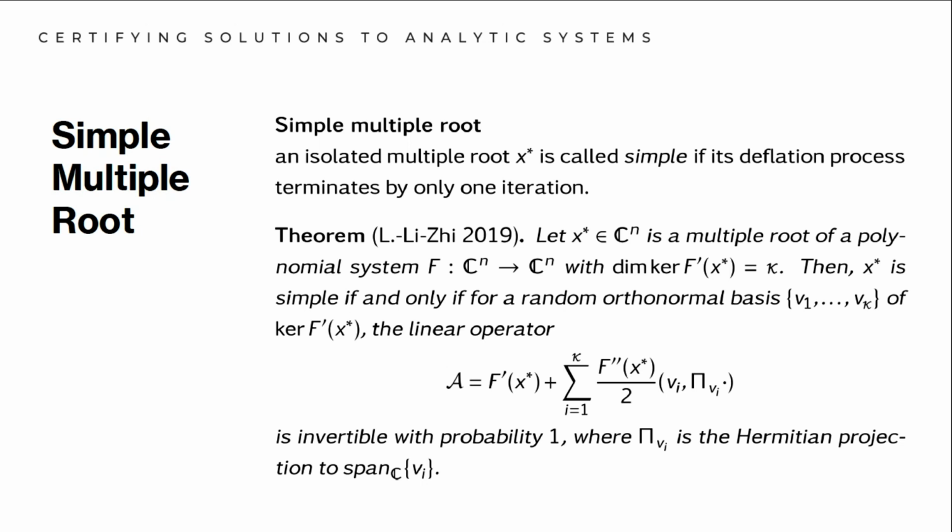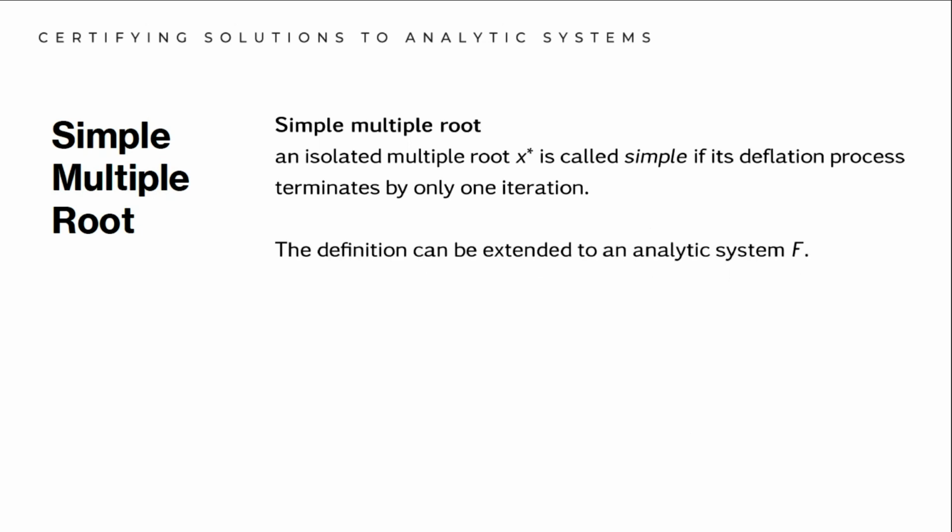Let me explain this A a little more clearly. We have two terms here. The first term is the Jacobian, which is a matrix. The second is a second-order derivative, which is a 3-tensor, but we multiply it with the orthonormal basis, so it becomes a matrix. So this is just a linear operator, but it becomes invertible when we have a simple multiple root. Now we can extend our definition onto analytic systems, because if you think about the Taylor expansion of the equations inside our system, locally we have the same multiplicity structure, so we can define simple multiple roots for analytic systems also.